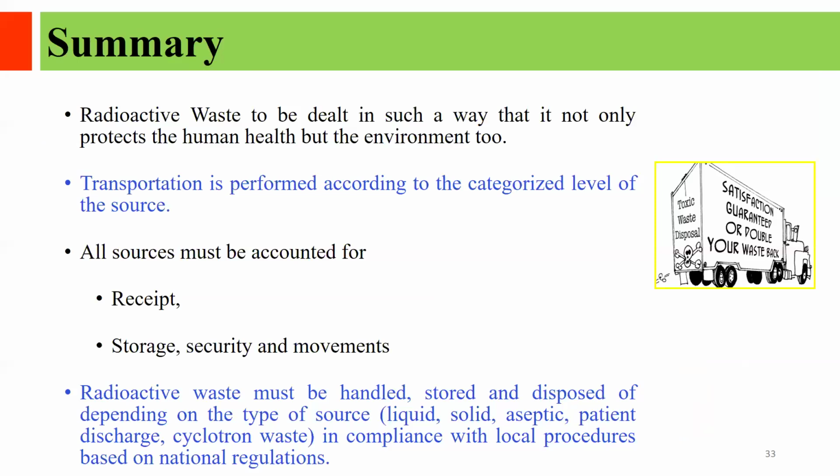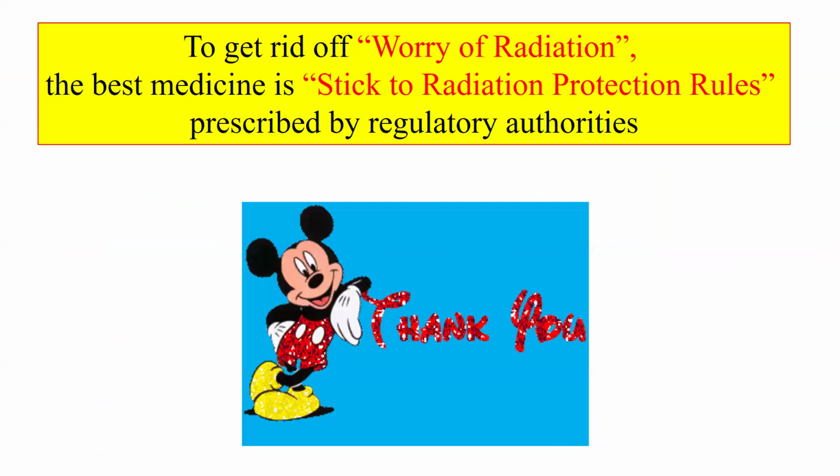In summary, I would like to say that radioactive waste is to be dealt with in such a way that it not only protects human health but the environment too. Transportation is performed according to the categorized level of the source. All sources must be accounted for in receipt, storage, security and movement. Radioactive waste must be handled, stored and disposed of depending on the type of source, whether it is liquid, solid, aseptic, patient discharge, or cyclotron waste, in compliance with the local procedure based on national regulations.